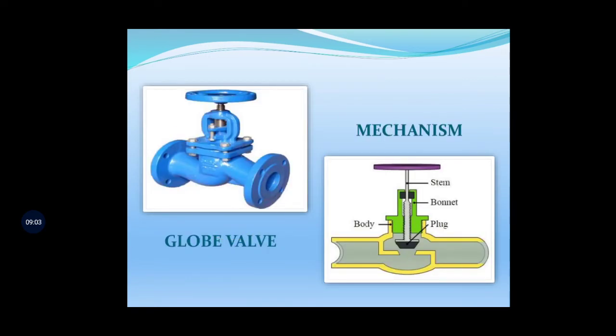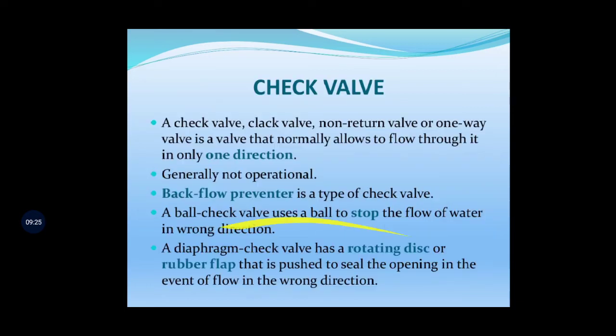The example in this picture shows the globe valve. The mechanism here, steam bonnet plus body, is shown here. When you rotate the wheel, it will seal the gap and flow will be stopped. When you rotate the wheel in the opposite direction, it will lift up and the gap will be open. So this is called a globe valve.